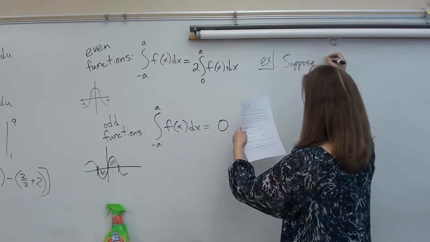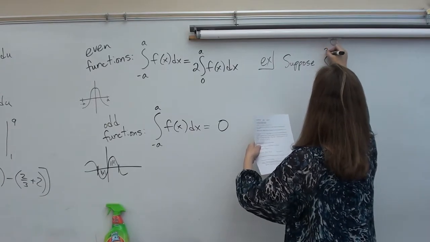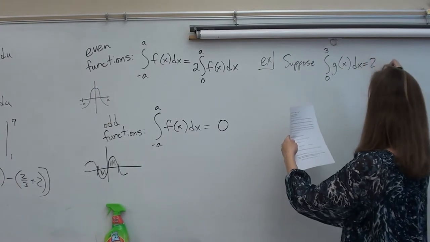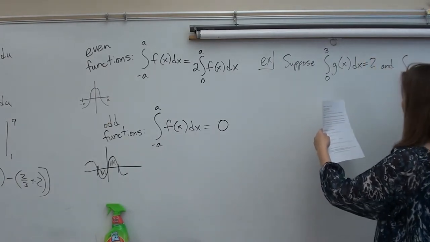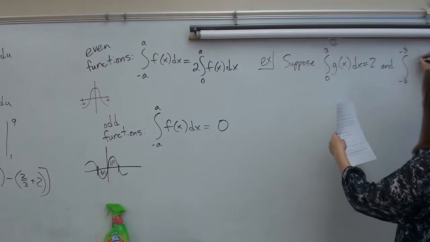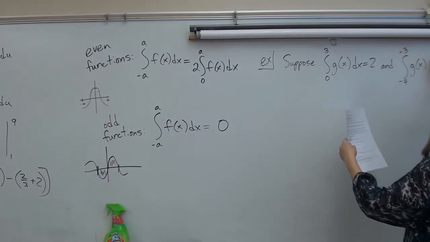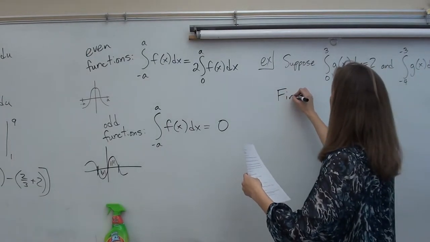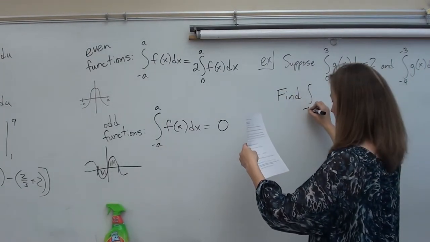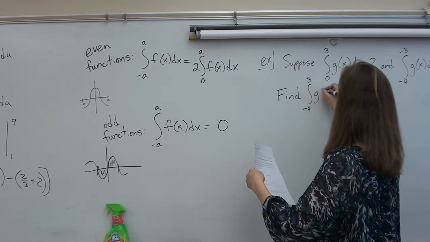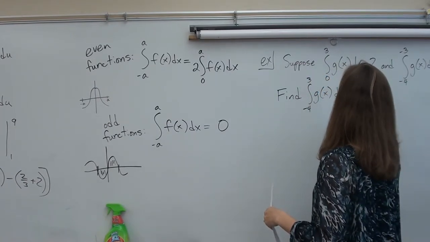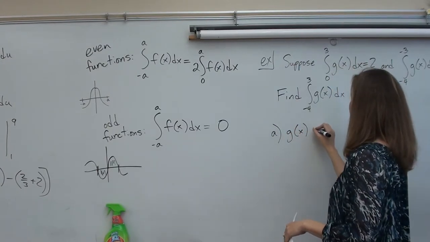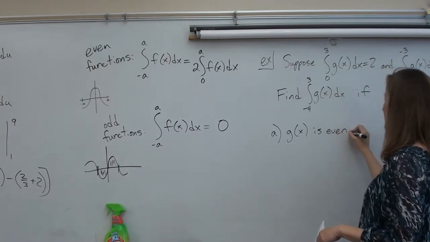Suppose the integral from 0 to 3 of g of x dx is 2, and the integral from negative 4 to negative 3 of g of x dx is 4. Find the integral from negative 4 to 3 of g of x dx if g of x is even.